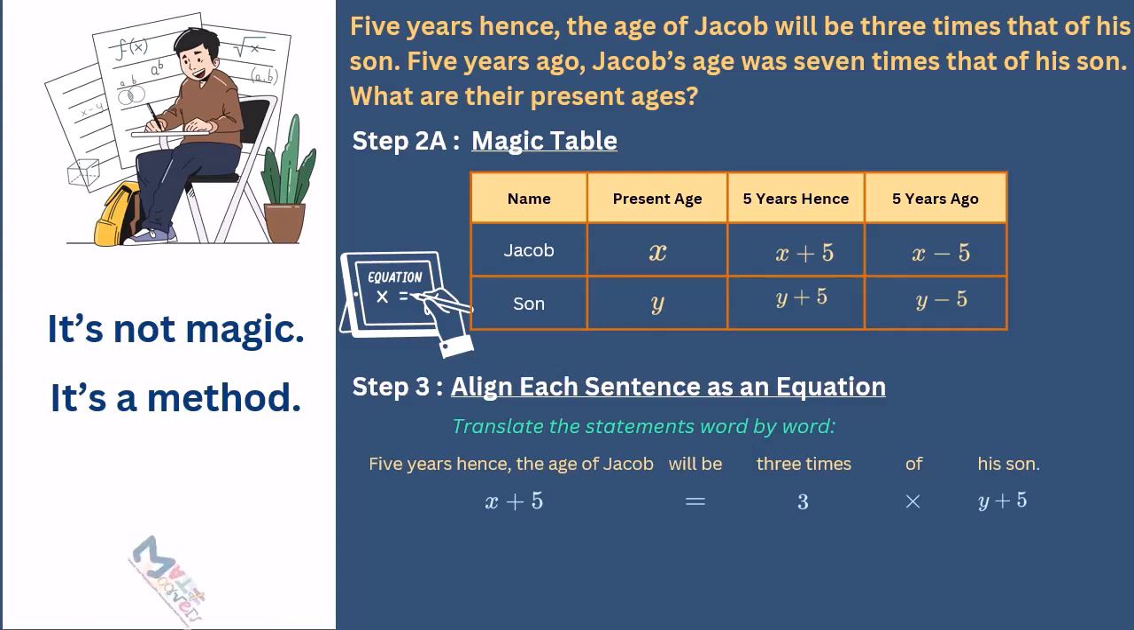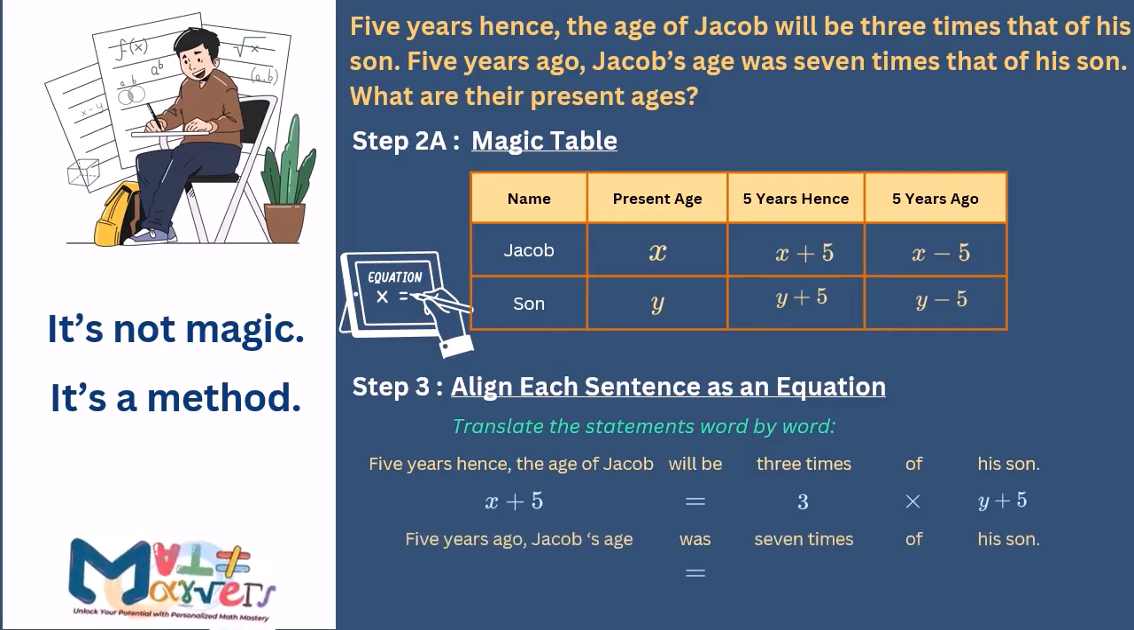Again, first we spot the terms like is, was or will be. Here it is was. So we put an equal sign in place of that. Now the LHS part, 5 years ago, Jacob's age, that's X minus 5. The RHS part says 7 times, which means 7.